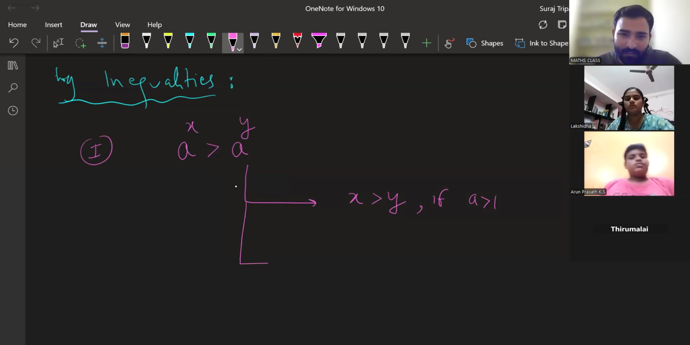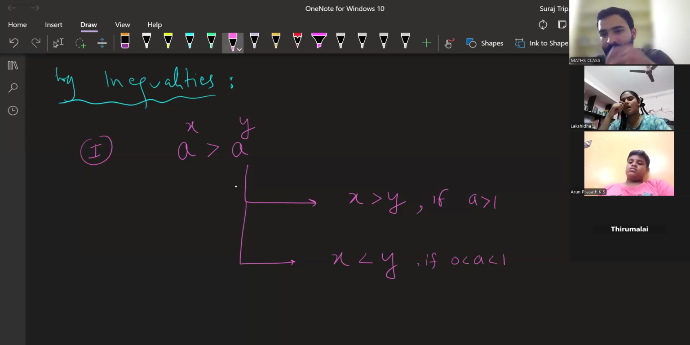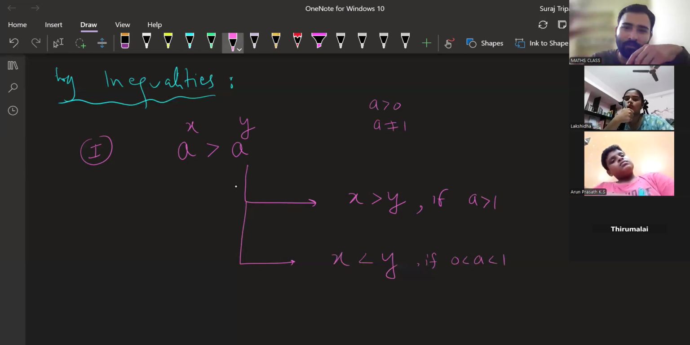And the second condition: here x will be greater than y, or x less than y. When a belongs to 0 to 1, it is lying between 0 and 1, then the inequality will get changed. As you know, base cannot be negative, it will be positive, and base cannot be 1. Base is always greater than 0 and base cannot become 1. So either it will lie between 0 to 1 or it will lie between 1 to infinity.